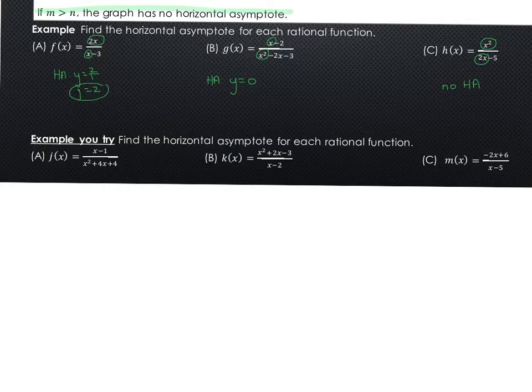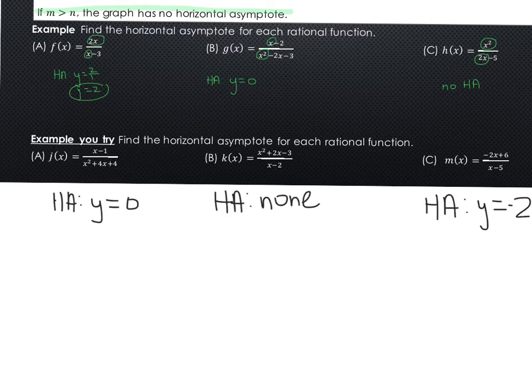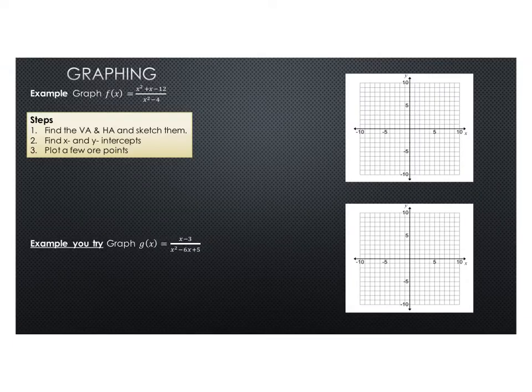Take a minute or two and try finding the horizontal asymptotes of the you-try. Hopefully you found the horizontal asymptote is y equals 0 for A, for B, no horizontal asymptote, and for C, y equals -2.